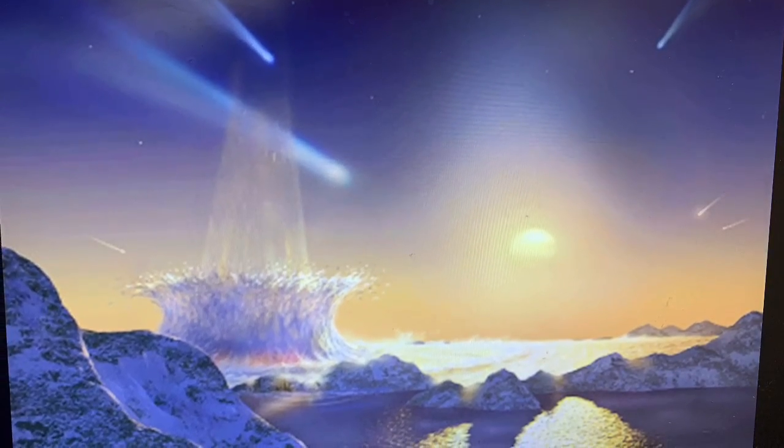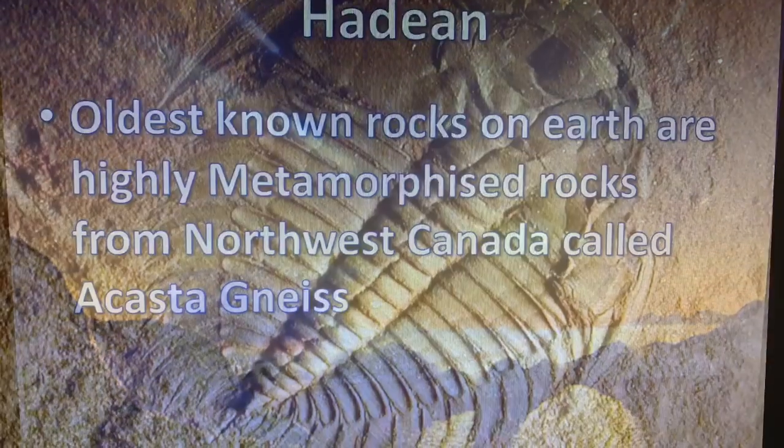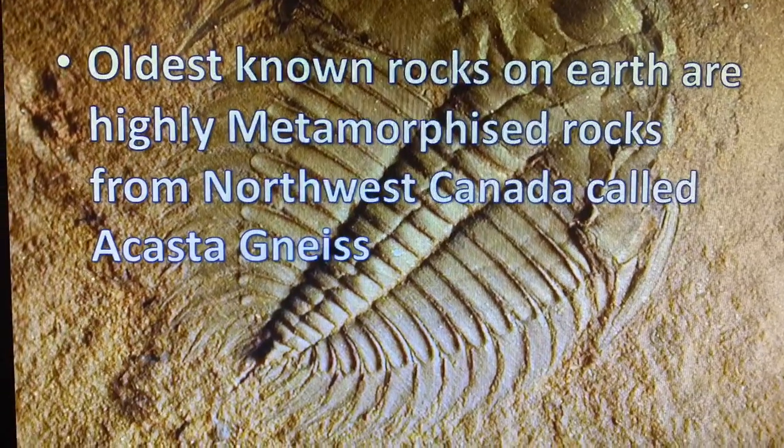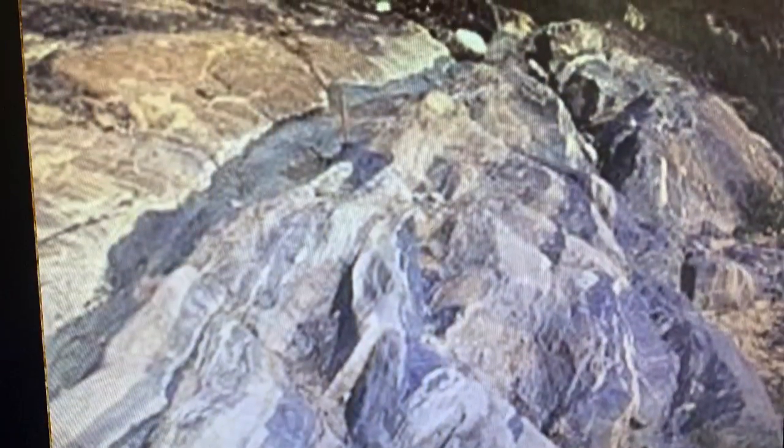Now, when we look at the Hadean, we actually find the oldest known rocks. The oldest known rocks are called the Acasta gneiss, and they are from northwestern Canada. Okay, and they are heavily metamorphosed rocks, which you can see in front of you right now.